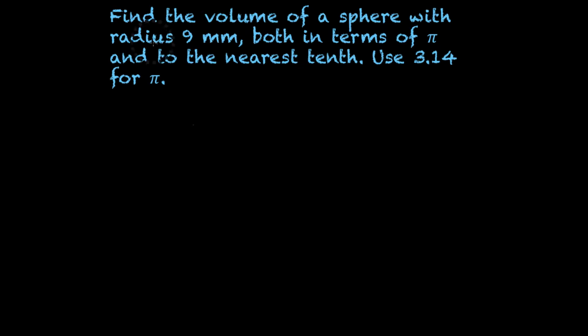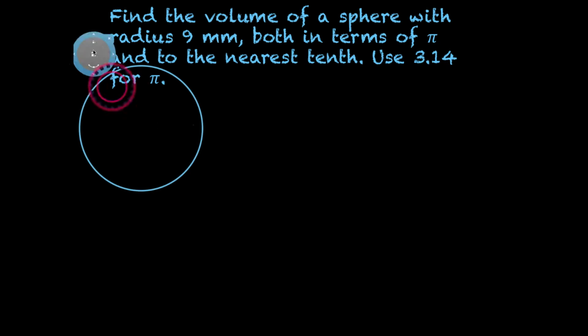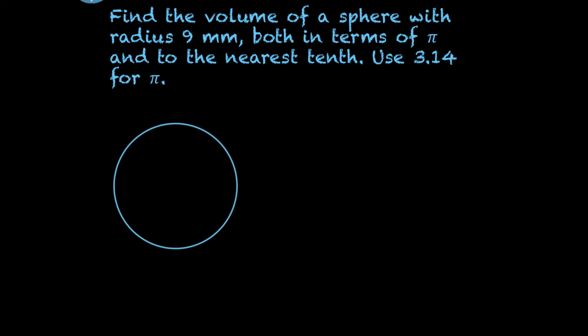Today we're going to be looking at spheres, and in this first problem we're asked to find the volume of a sphere with radius 9 millimeters, both in terms of pi and to the nearest tenth. Use 3.14 for pi. So the first thing I'm going to do is draw a sphere up on screen because I like to get a visual of what I'm working with. I should probably slide that out of the way just a little bit.